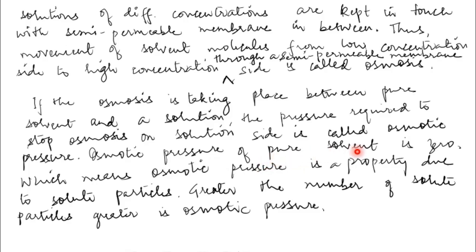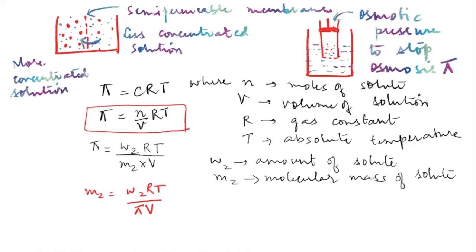Osmotic pressure of pure solvent is 0, and as you add solute, osmotic pressure of the solution increases. So osmotic pressure is a property which depends upon the concentration of the solution, that is, the number of solute particles in a definite volume. Greater the number of solute particles, greater is the osmotic pressure.